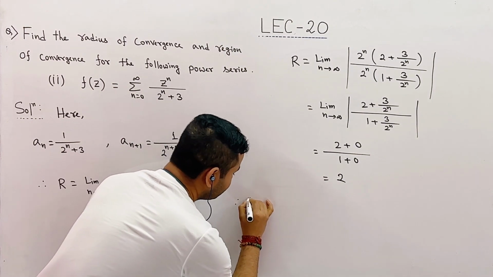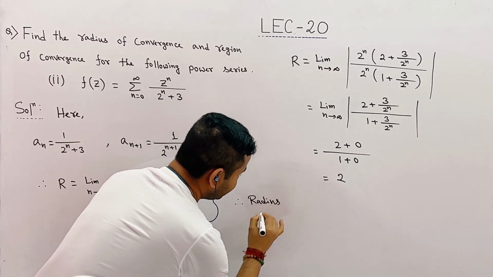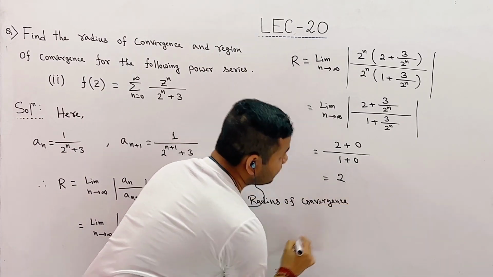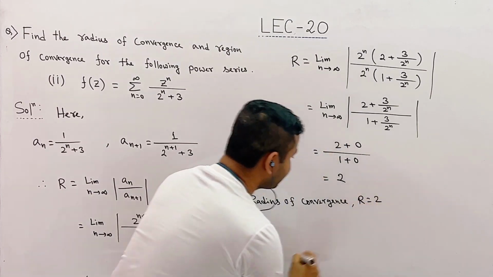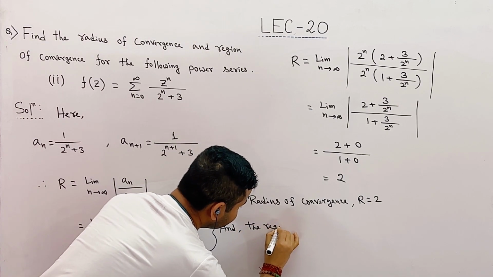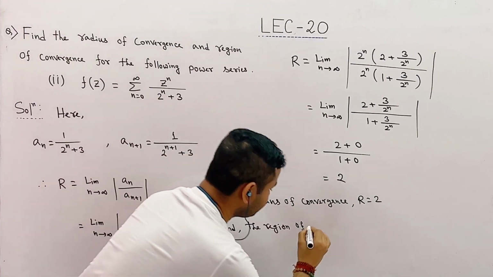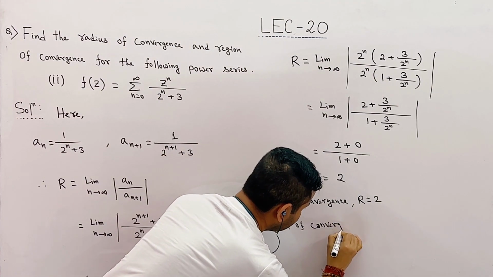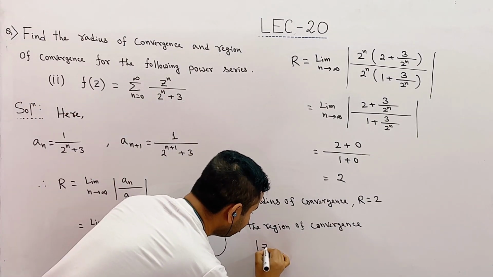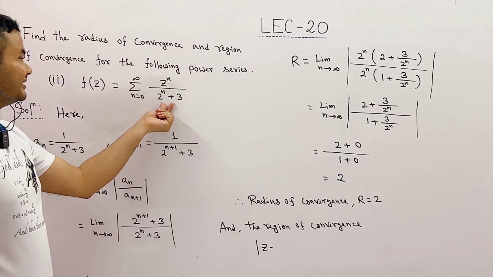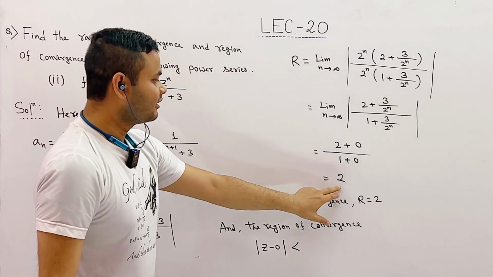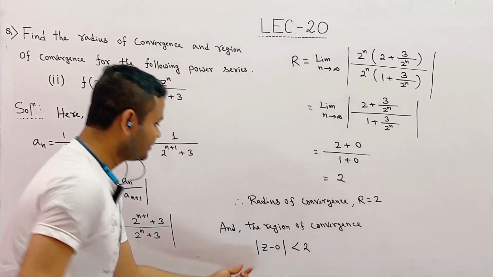So, therefore, radius of convergence of this power series is 2, and the region of convergence will be modulus of z minus z naught less than R. So, here z naught equal to 0 because this power series is expanded about the origin. In our case R equal to 2. So, this is the region of convergence.